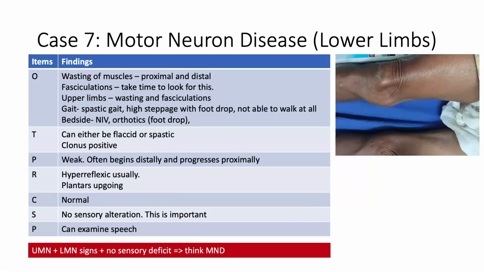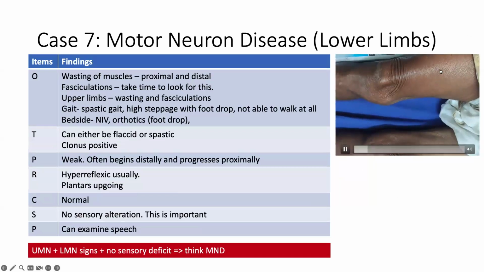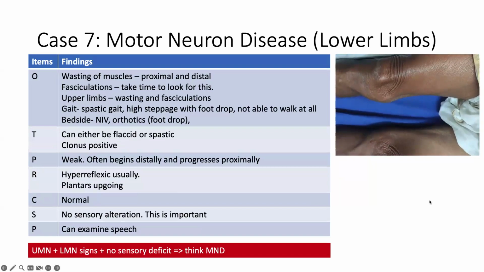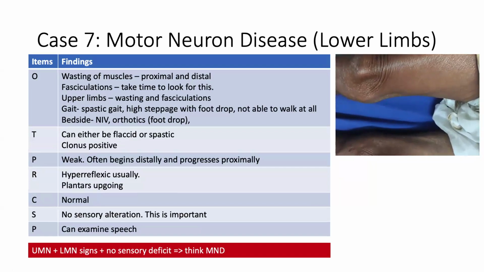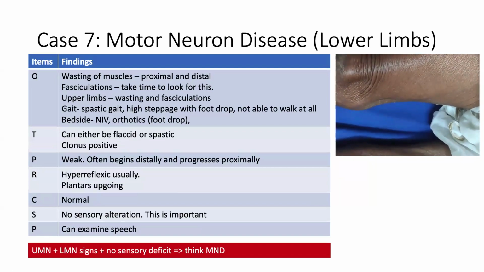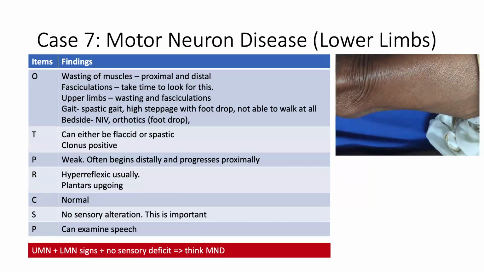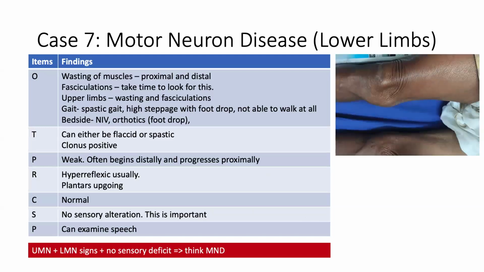This is on the lower limb exam, but again, as I said, fasciculations can be really, really subtle, and you really need to expose the patient in order to appreciate this. Good exposure and giving time are the keys towards finding fasciculations effectively. So as I said again, a mix of upper motor and lower motor neuron signs in the absence of any sensory deficit, think MND until proven otherwise.